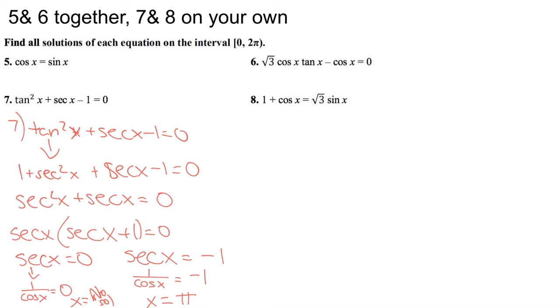That is actually 1 over cosine x equals 0, which means there's no solution because cosine would be undefined if it had any value that turned that to 0. But then secant x equals -1, where is 1 over cosine -1? That's still the same thing as saying -1 over 1, and cosine is -1 at pi. All right, try to do number 8.